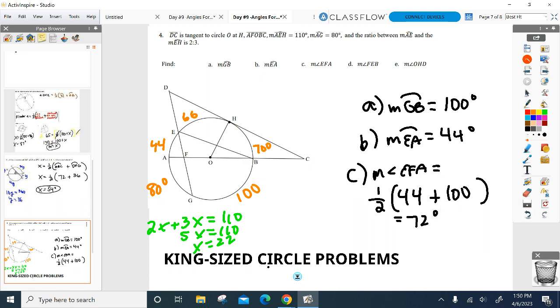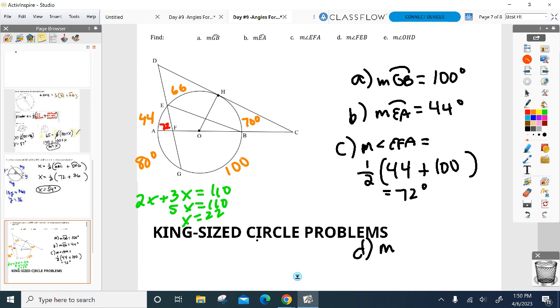72 degrees, everybody. Before I move on, what am I going to have you do with that 72? Put it in your diagram. You never know. You may need it later on if you get stuck. So 72. All good? All right. How about part D now?